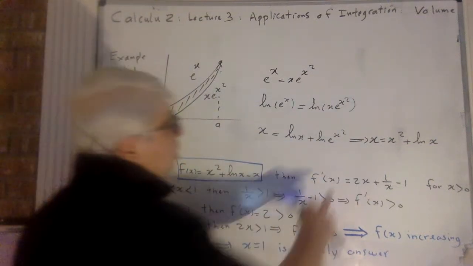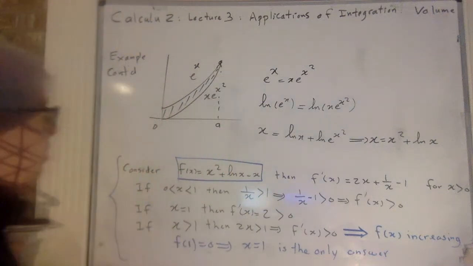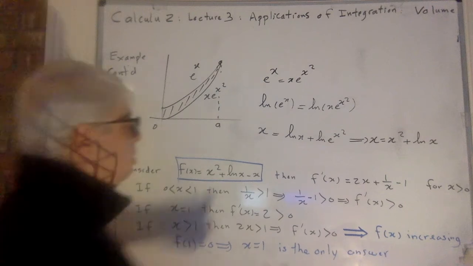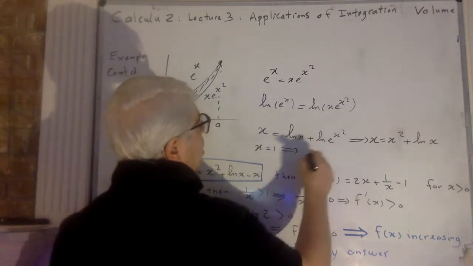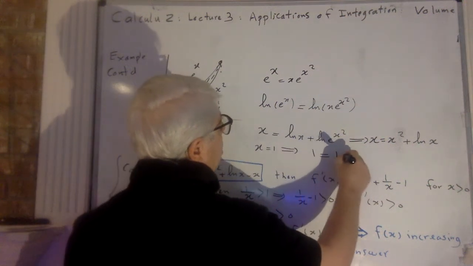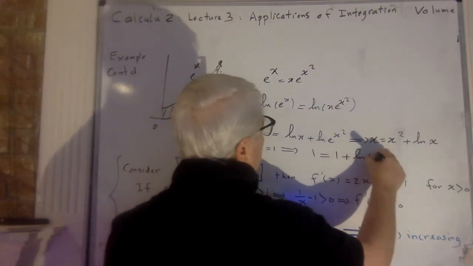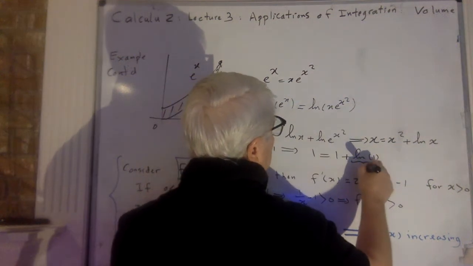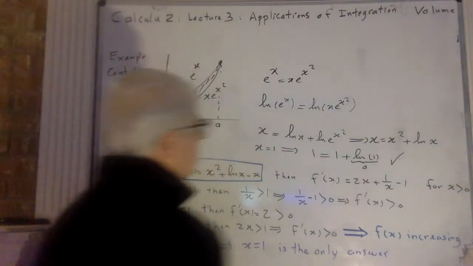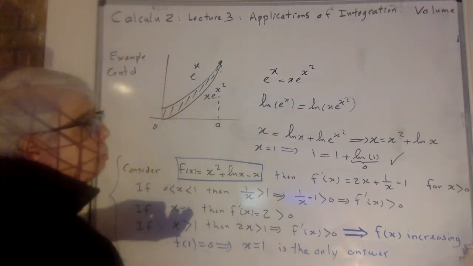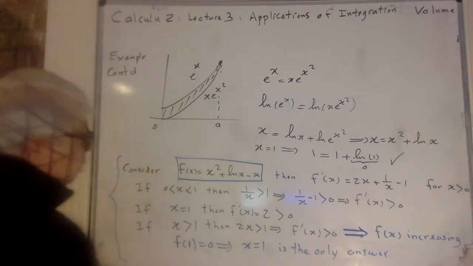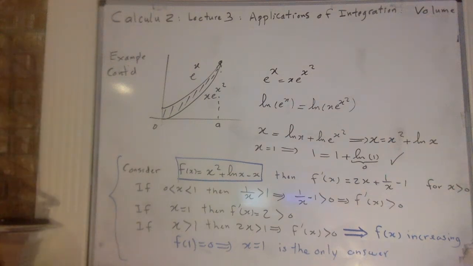So if I solve this equation, I will find x. One solution to this equation is x equals 1. You can check. So x equals 1 gives me, let's check it here, 1 equals 1 plus ln of 1. This is 0. So this checks. So x equals 1 is an answer. So this a can be 1, or it can be other numbers. So we have to check and see if this equation has other solutions.